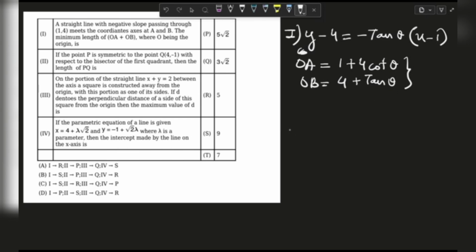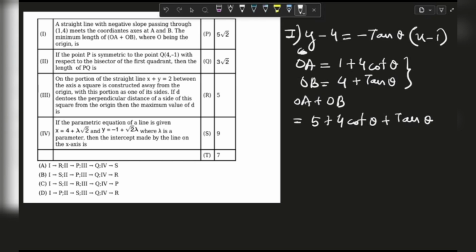And now we have to find out the minimum value of OA plus OB, which is 5 plus 4 cot theta plus tan theta. There is also a way, I don't remember it actually, I have not done it using that process. There is some sort of construction where you take a line and a point above that line and reflect it from the line. Some sort of a process is also there. Although I have not done it, if you guys know that, you can also follow that.